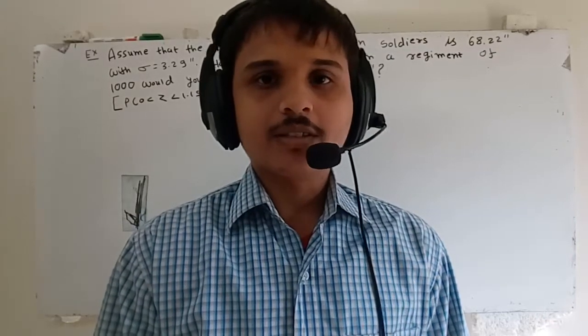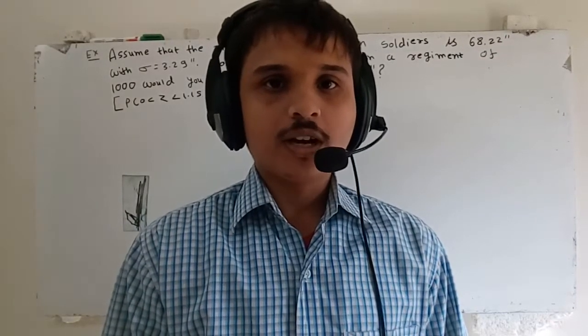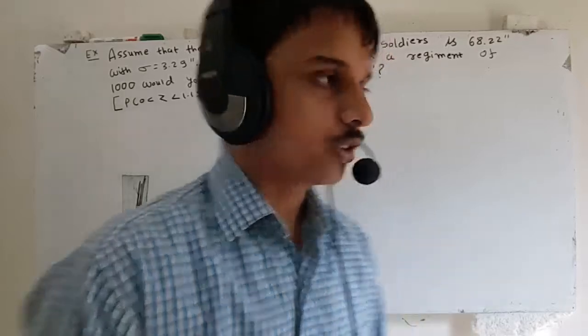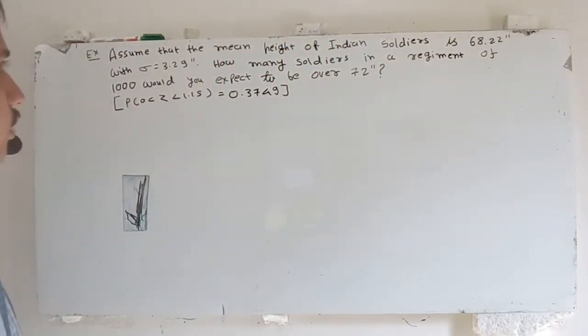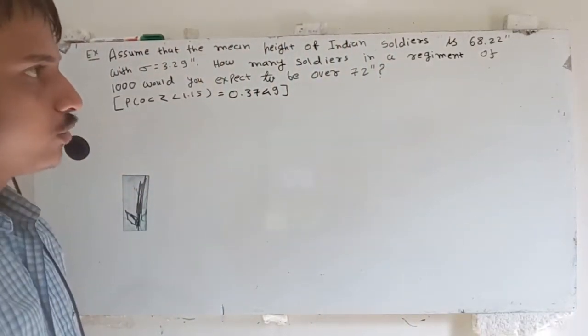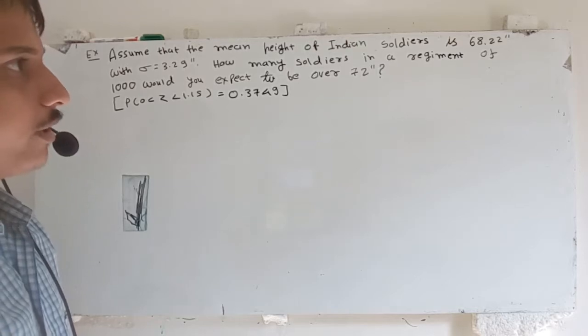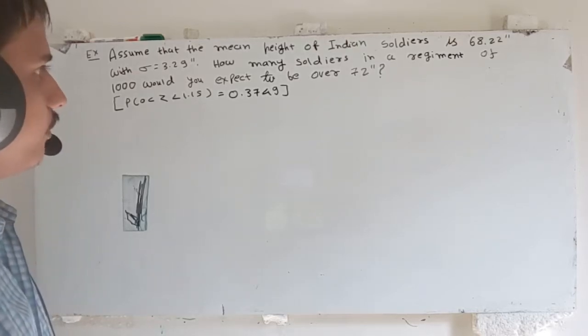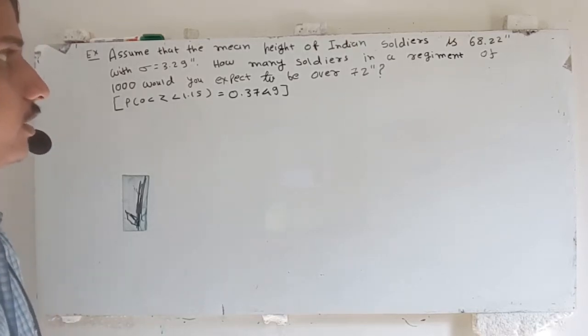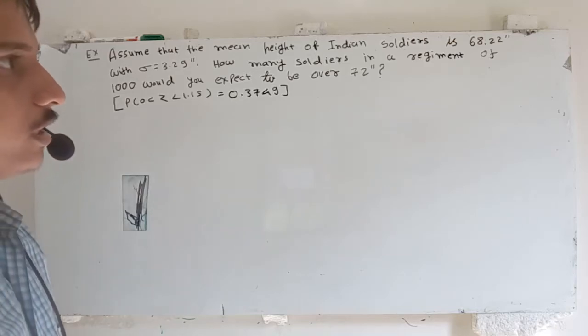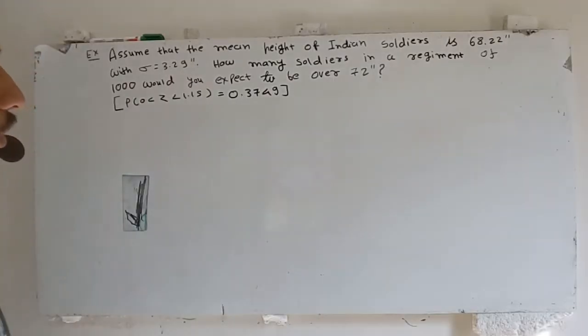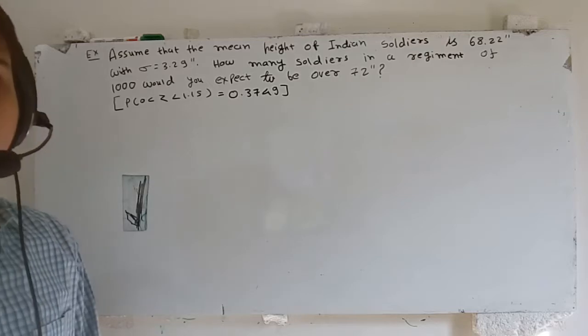Hi and welcome guys. In this video we will do another example of normal distribution. Assume that mean height of Indian soldiers is 68.22 inches with standard deviation of 3.29 inches. How many soldiers in a regiment of 1000 would you expect to be over 72 inches?